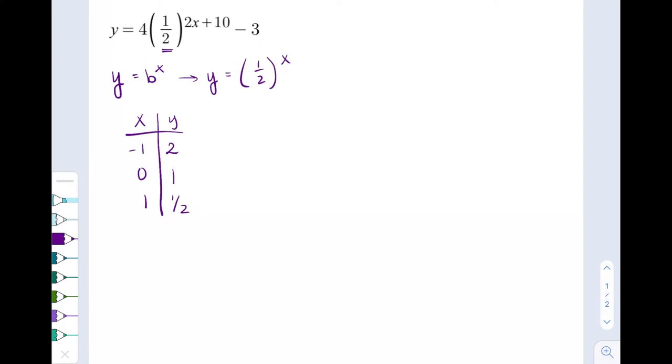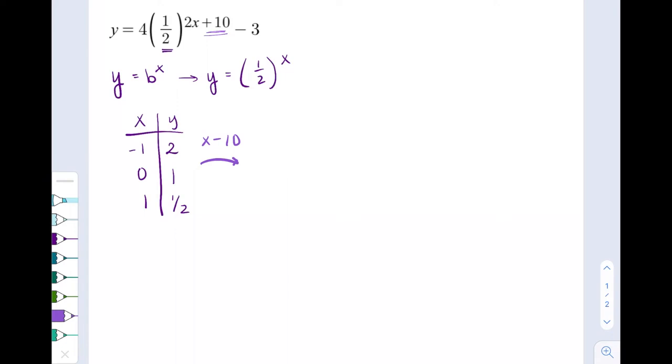Okay, now I have to start looking at my transformations. Okay, so I can see for my horizontal transformations, I've got two things happening, right? I've got 2x plus 10. Remember, for horizontal transformations, we do opposite order of operations. So we're going to look at the addition first, but we also do opposite operation. So not only am I going to look at the plus 10 first, it's actually going to be minus 10.